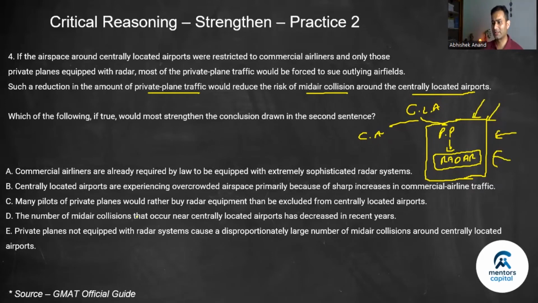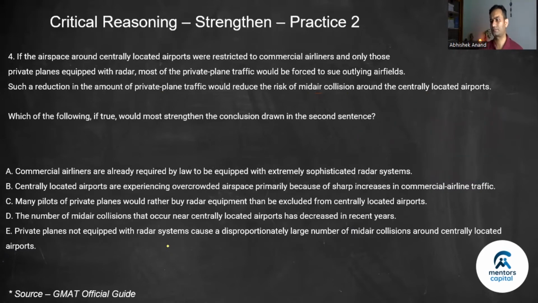So here the answer is E. Answer is E. Private planes not equipped with radar systems cause a disproportionately large number of collisions. So basically, they were responsible. They did not have radar, and they were responsible for mid-air collisions. So if you remove them, or if they are forced to equip with radar, the collisions will go down. You are actually hitting on the cause of a problem.